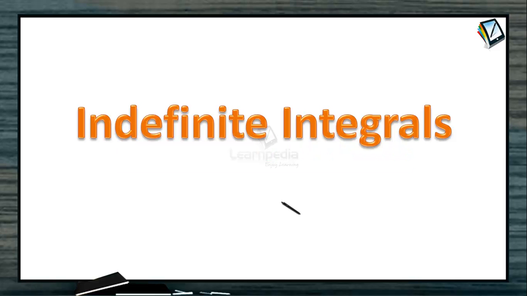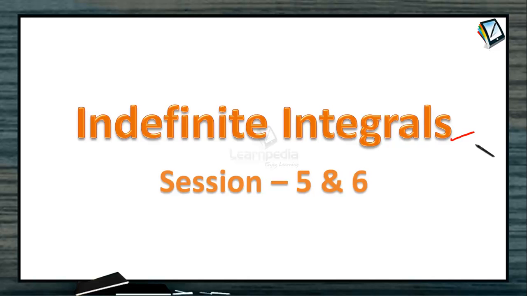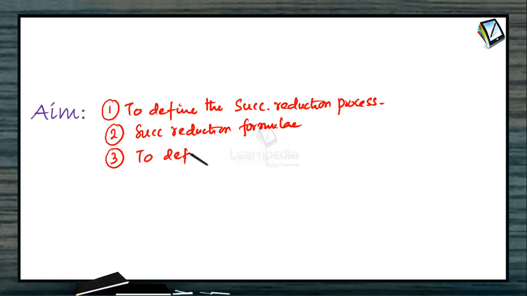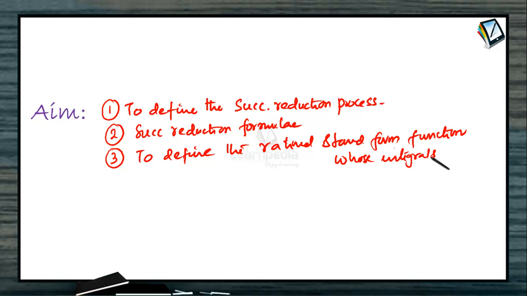Let us discuss the indefinite integrals, sessions 5 and 6. The aim of this session is to define the successive reduction process to find the integration. Using that, we'll find the successive reduction formulae, and also we'll see the definition of some rational standard form functions whose integrals exist, and the related problems.